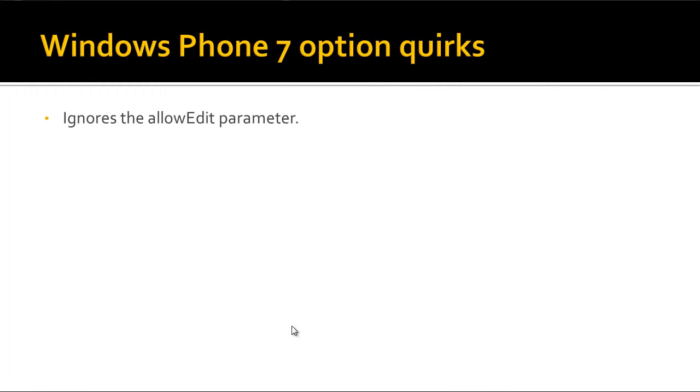And last but not least, the Windows Phone 7, which probably has the best support for our optional parameters. Basically it just ignores the allow edit parameter, so we can't make a simple quick edit before we make our selection. But that's about it for Windows Phone 7, and that's pretty much it. So have a play around with the options, mix and match, and see what's compatible and what's incompatible with all these different platforms and different optional parameters. Have a good play and see what you can come up with.